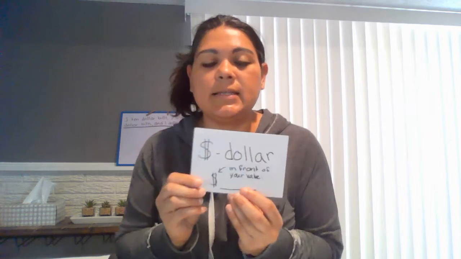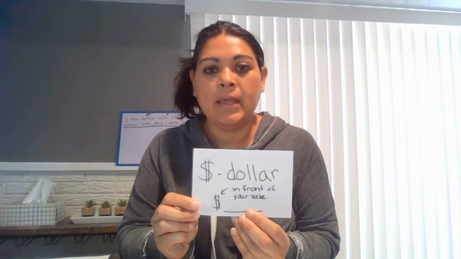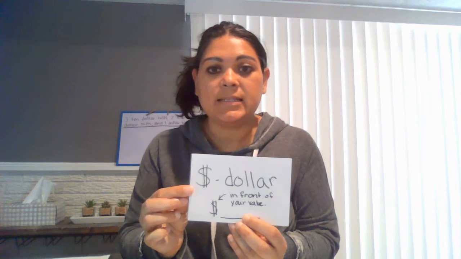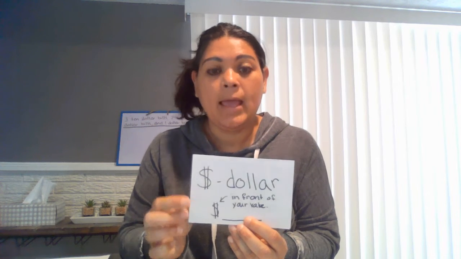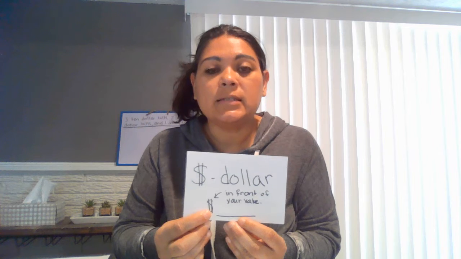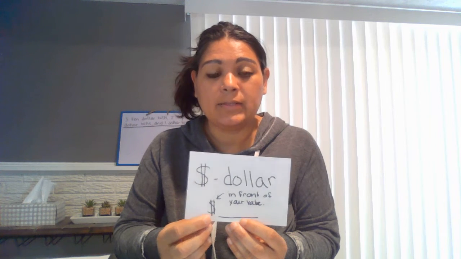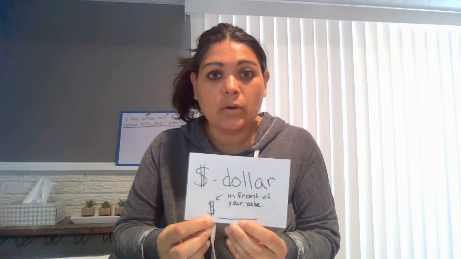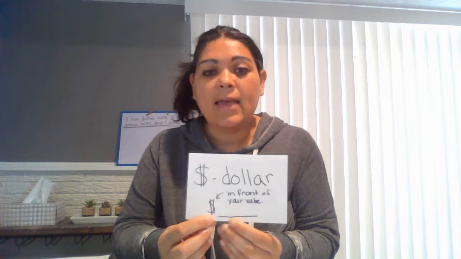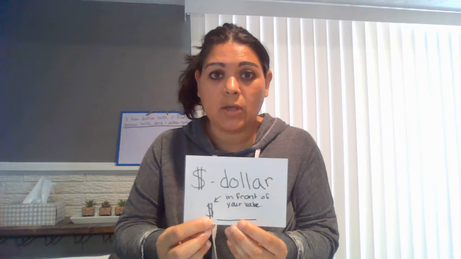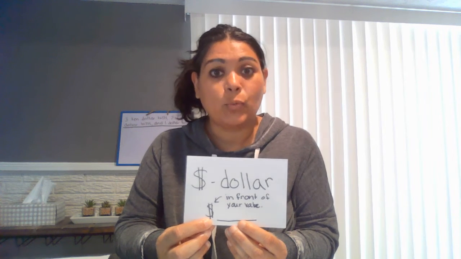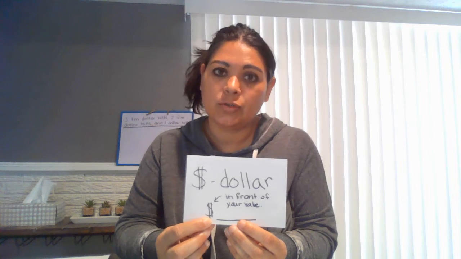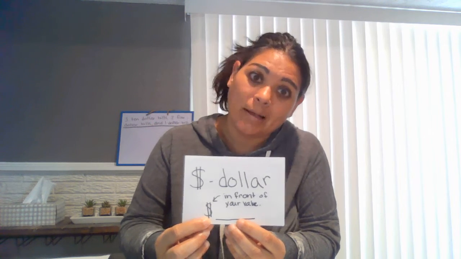So first, let me introduce a couple symbols to you. This is the dollar symbol, okay? And if you notice, it's just an S with 2 lines through it. And it goes in front of your value, okay? So the dollar sign always goes in front. And then the amount behind it is just going to still be, whenever we would place value things, hundreds, tens, and ones, okay?